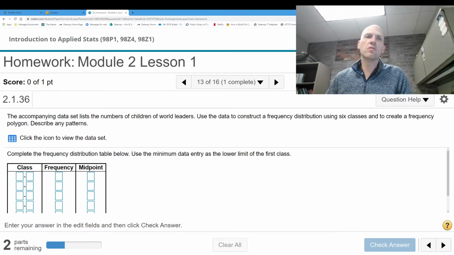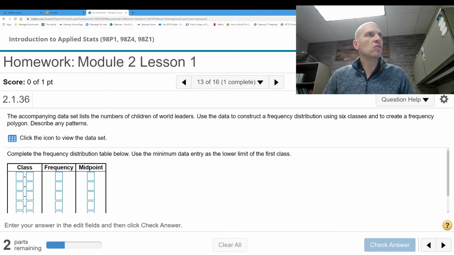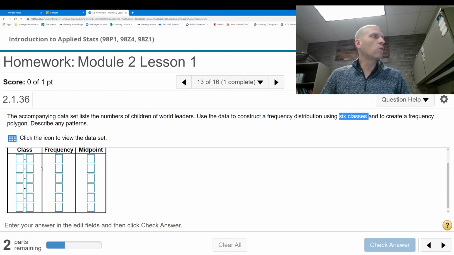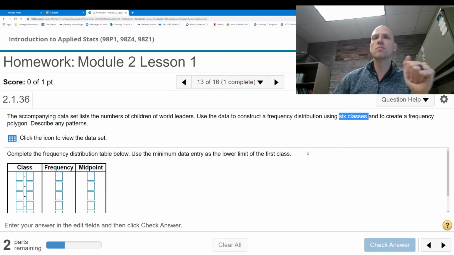What they want us to do here is take some data on how many children world leaders have. They want us to use 6 classes. We learned from the last video that classes are sometimes called bins, right? So we need to create 6 separate bins. They got it all organized for us: 1, 2, 3, 4, 5, 6 classes all ready to go. Then create a frequency distribution from those classes.